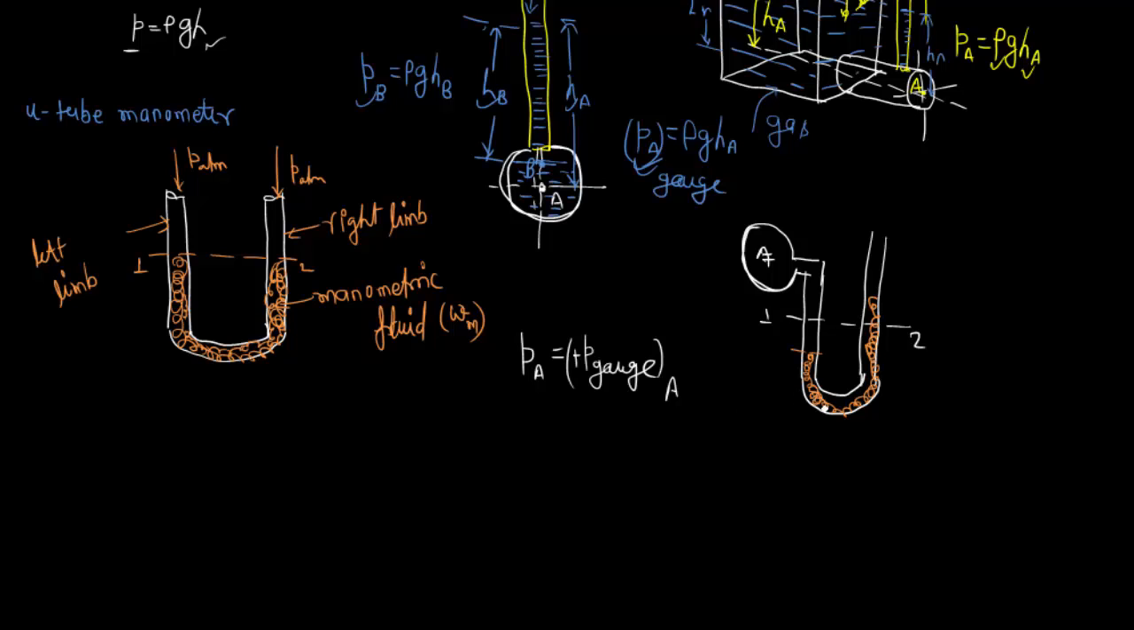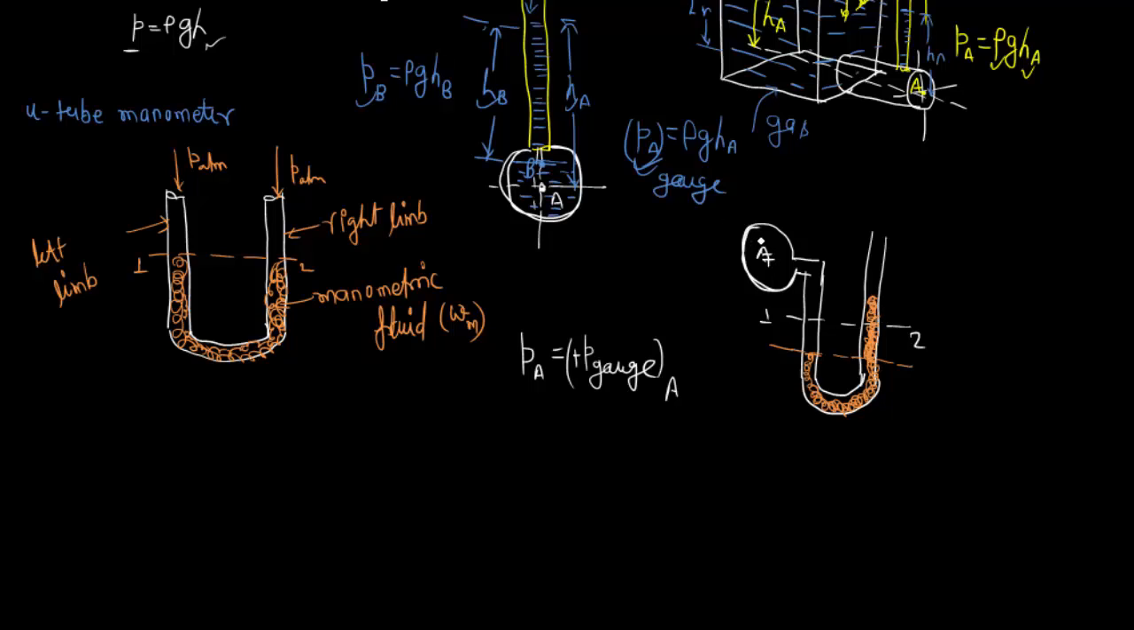Obviously this is not looking good. Now this is okay. So in the left limb the pressure is higher, and in the right limb the level is going up, so that's why the level of the manometric fluid is going to be down here and the level of the manometric fluid is going to rise here.